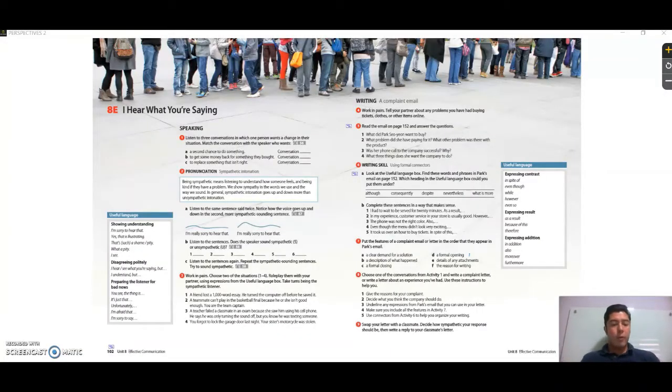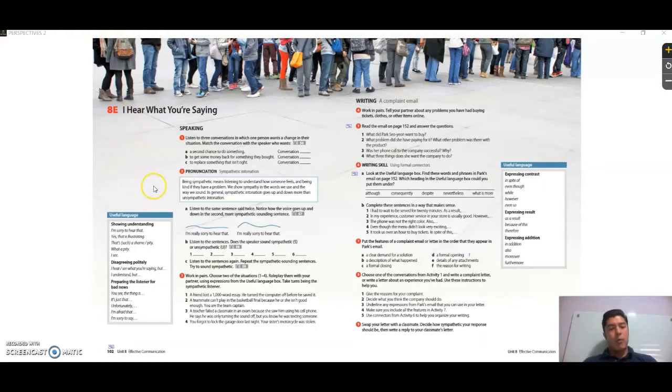I'm going to be working with you on page 102 and 103. It's the last part of unit 8, and I don't know if you remember, guys, you worked with your teacher Josue the previous pages 100 and 101. So in this case, I'm going to be helping you to develop the last part. So let's check the topic. The topic is I hear what you're saying. It's something about understanding what the person or another person is saying.